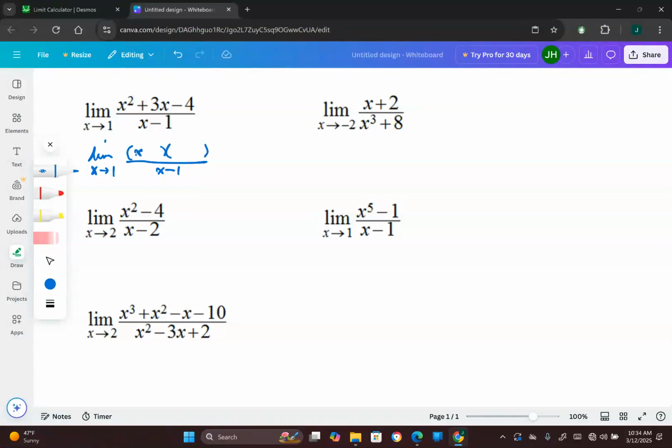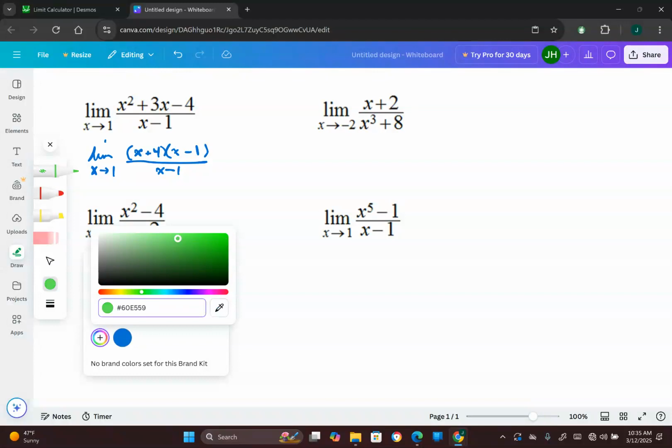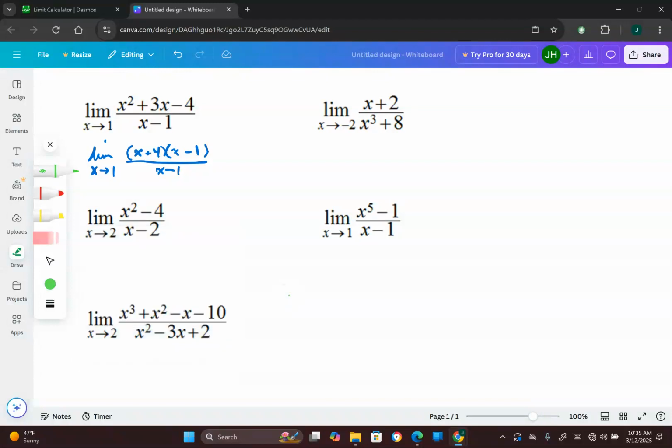Well, the top factors into x and x. That gives me x squared. And of course, I've got to figure out two numbers that multiply to give me negative 4, but add up to 3. And that would be plus 4 and minus 1. That's our factorization. Now take a look at what I've got here. I have two factors that are going to cancel. The x minus 1s are going to cancel.